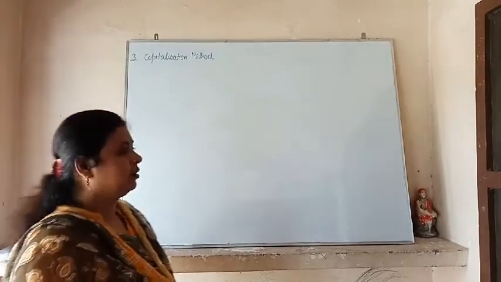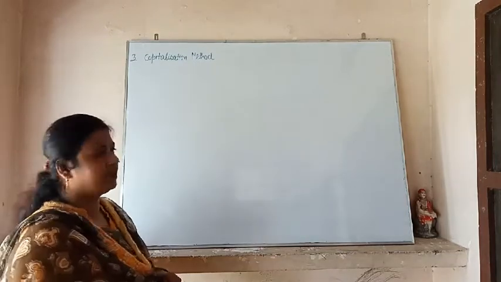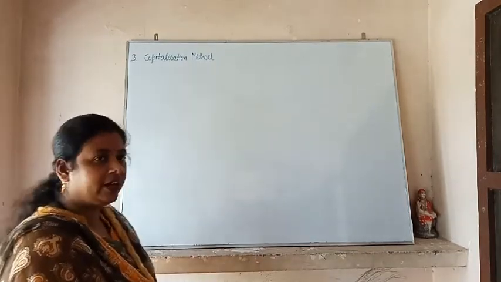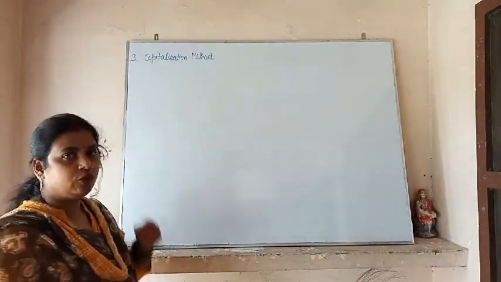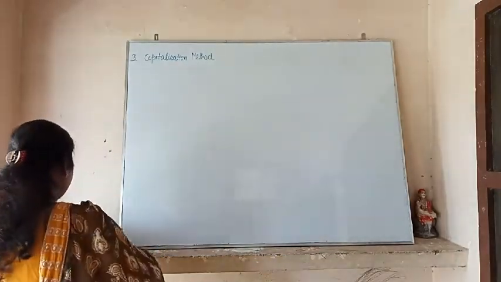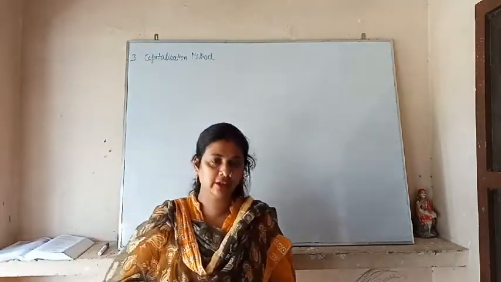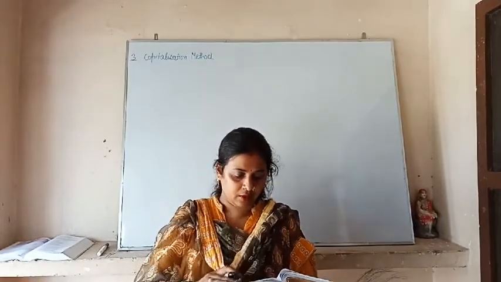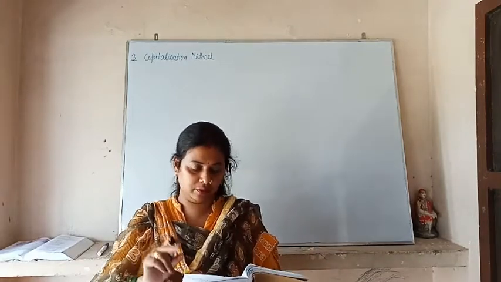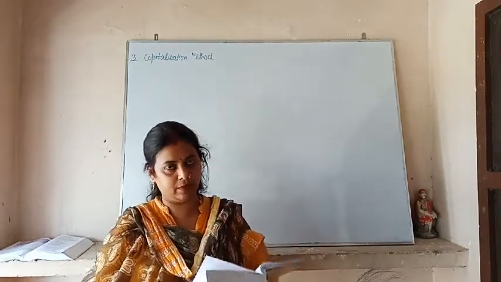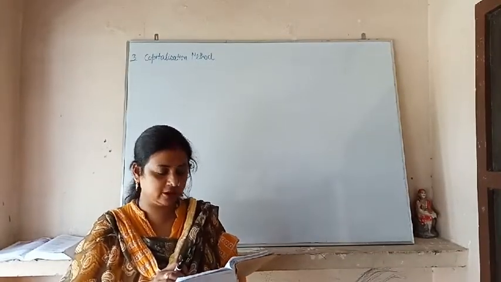Good afternoon, students. Today we will solve the question related to the second method of capitalization method, that is, calculate goodwill on the basis of capitalization of super profit method. I am going to solve question number 19 of your book. In this question, we have to calculate goodwill on the basis of three formulas: 4-year purchase of average profit, 4-year purchase of super profit, and capitalization of super profit. All three have been asked to be calculated in this question.